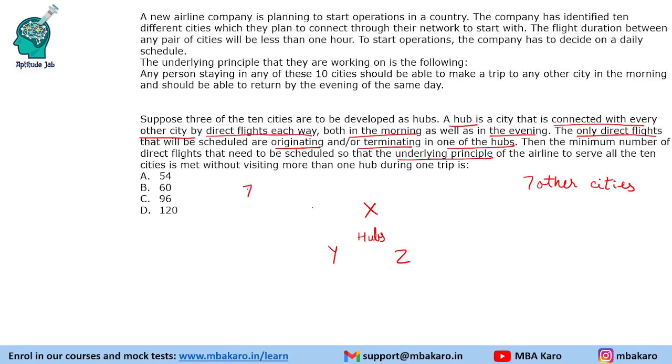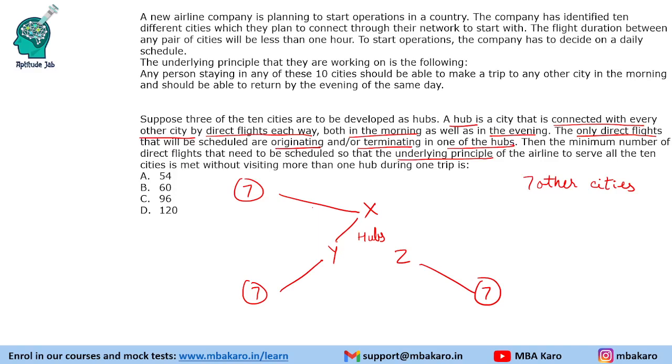Now all of these 7 should be connected to X. All of these 7 should be connected to Y also. And all of these 7 should be connected to Z also. So we have these connections. All these 7 cities will be connected to X, Y, Z.